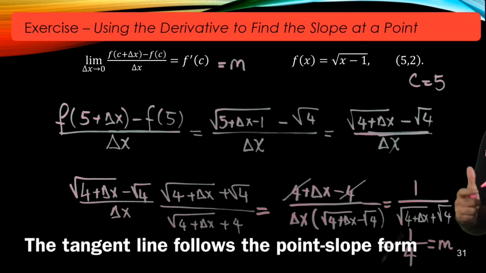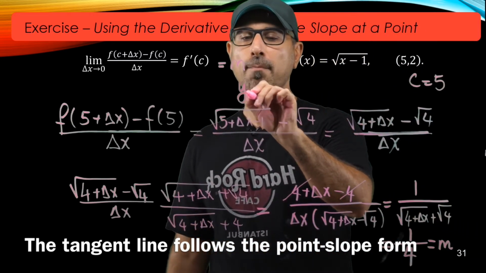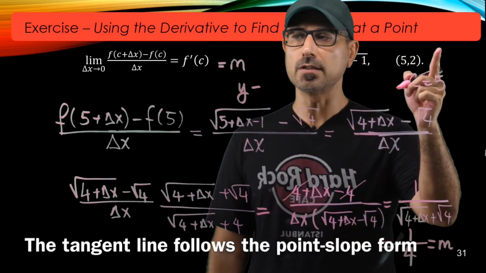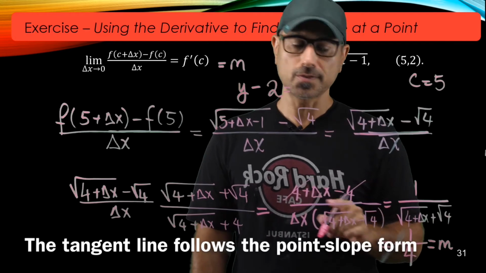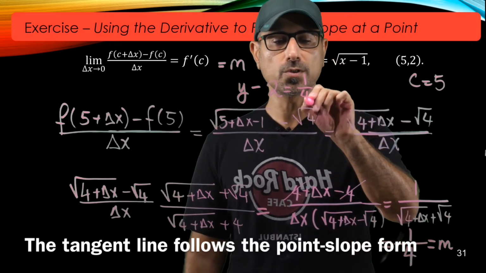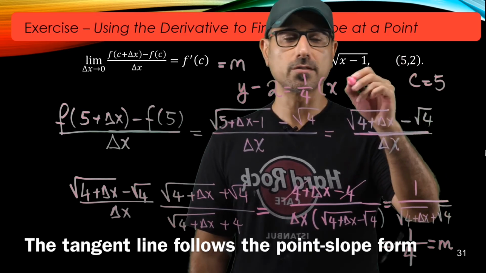To be able to write down the equation of the line, we recall the point slope form of a line, which is essentially y minus the y coordinate of the point, that's 2, equals the slope 1/4 times x minus the x coordinate of this point.